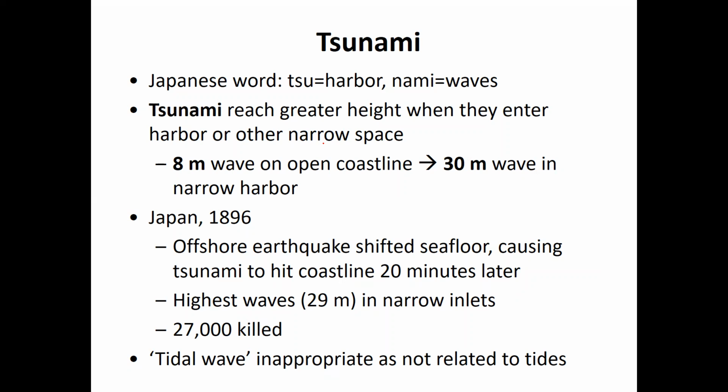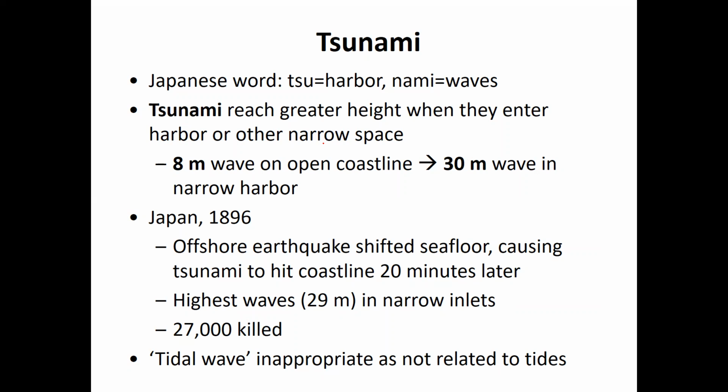In Japan, in 1896, an offshore earthquake shifted the seafloor, causing a tsunami to hit the coastline 20 minutes later. The highest waves were 29 meters tall in narrow inlets. Keep in mind, a meter is roughly 3 feet, so 29 meters is a very tall, very large wave. 27,000 people were killed.